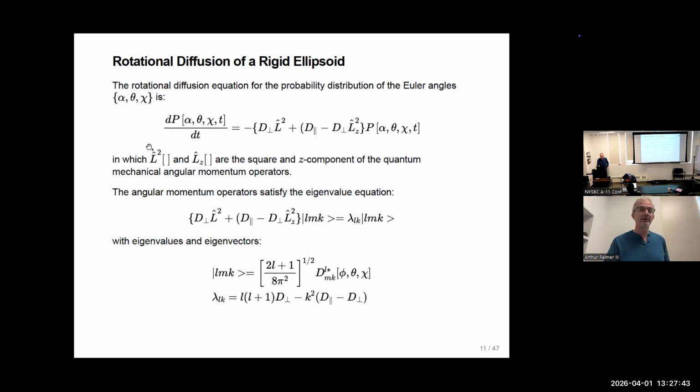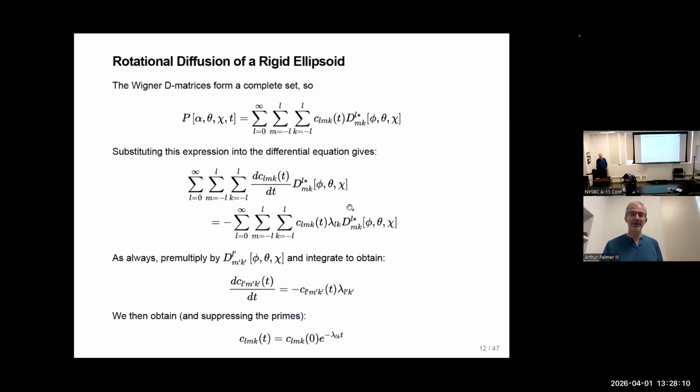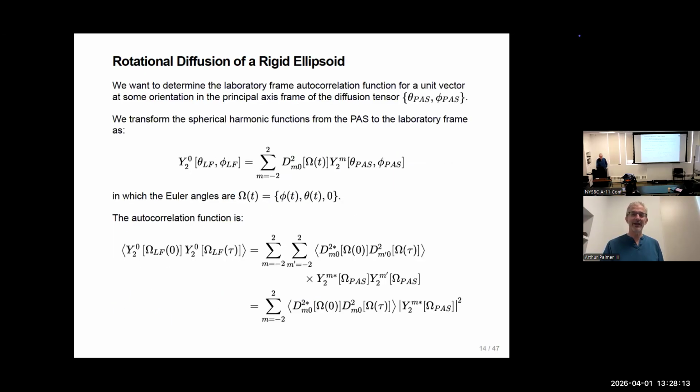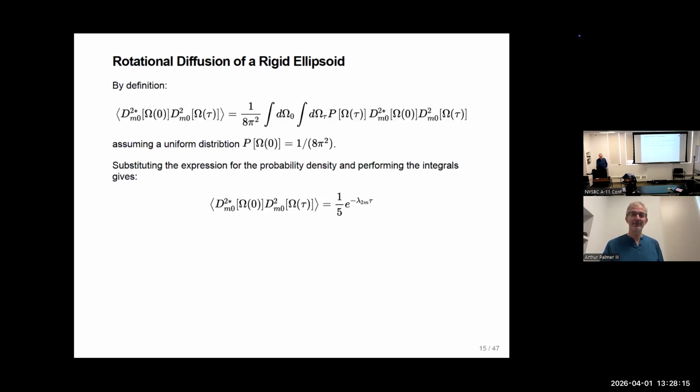But for the axisymmetric case, we have two diffusion constants, and then this is the equation for the probability distribution. We have to go ask Mathematica or Claude how to solve this. The traditional way is to expand in spherical harmonics or Wigner D matrices, and then work through term by term. I'm going to skip all of that. You can read it if you like.